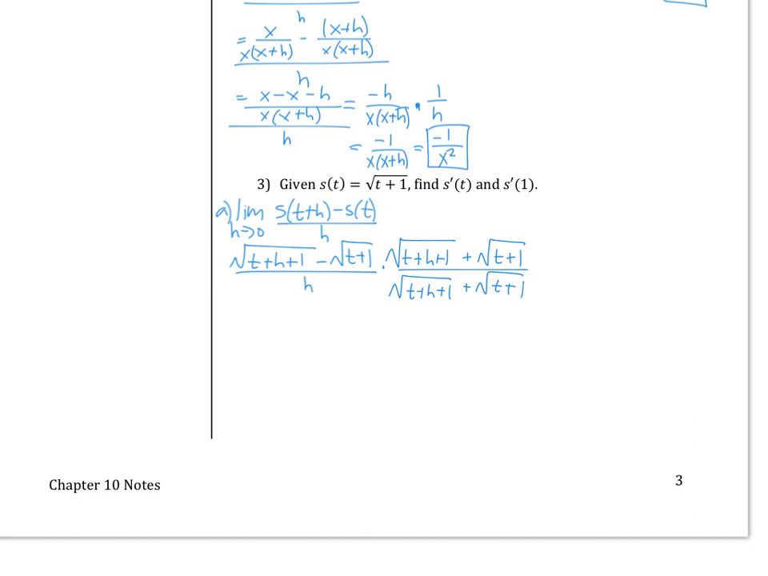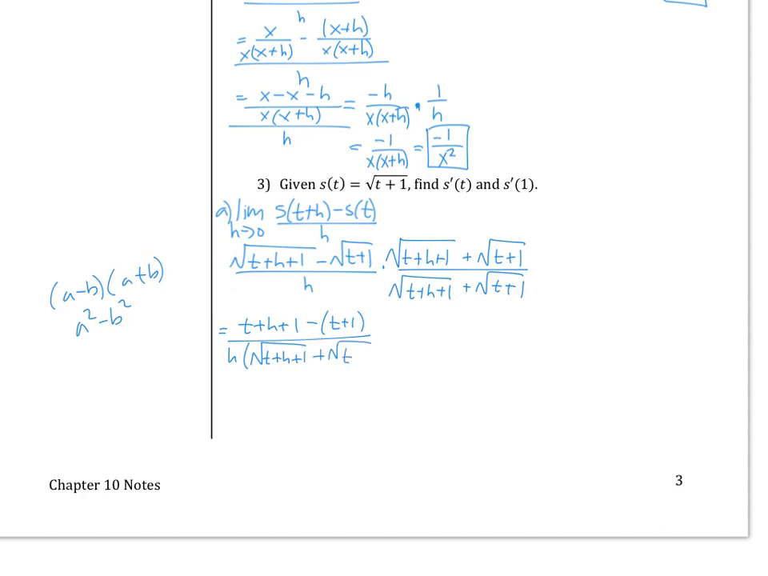Okay, and what's going to happen is you're going to have a minus b times a plus b, so then you have a squared minus b squared. So the first term is that square root of t plus h plus 1. You're going to square that. Squaring that gets you t plus h plus 1. And then subtract. And then you have a square root of t plus 1 squared, which is going to be t plus 1. Okay, everything is over h and times this really long thing, but it's going to cancel out, so it's not too bad.